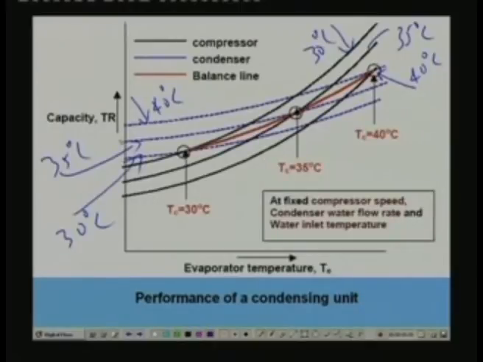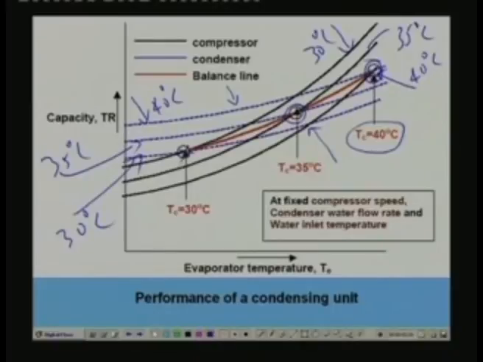Now, what are the balance points here? The balance points are nothing but the points of intersection. That means you take the condenser line, for example, a 40 degree condenser line. Where the condenser line at 40 degree condenser temperature is intersecting with the compressor line at 40 degree condenser temperature, that is the balance point for 40 degrees. That is this point. So, at this point the 40 degree condensing temperature lines of compressor and condenser are intersecting. So, you get one balance point here, and at this point the compressor and condenser characteristic curves at 35 degree condensing temperature are intersecting.